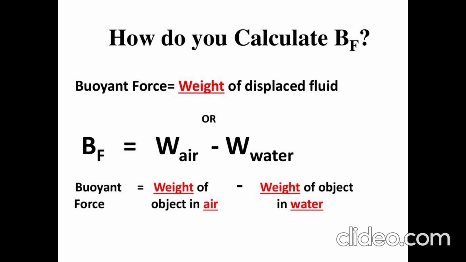How do you calculate buoyant force? Buoyant force is equal to the weight of the displaced fluid, or buoyant force is equal to the weight of the object in air minus the weight of the object in water.